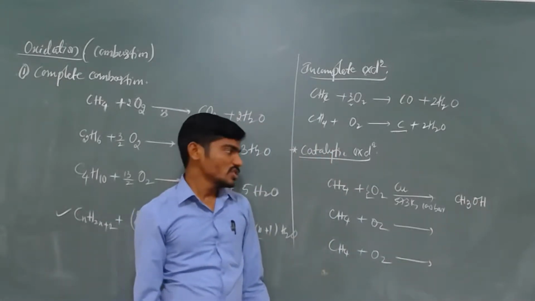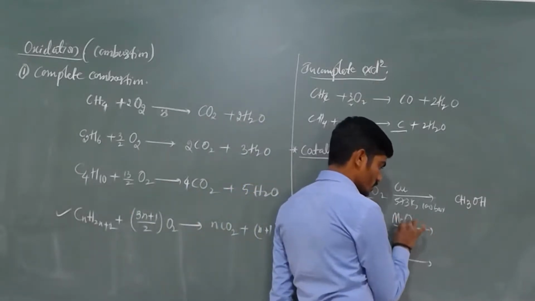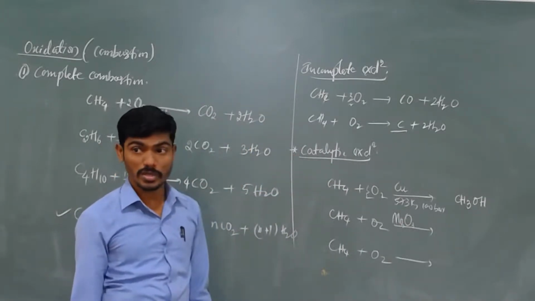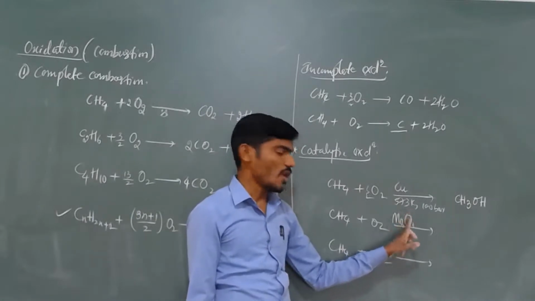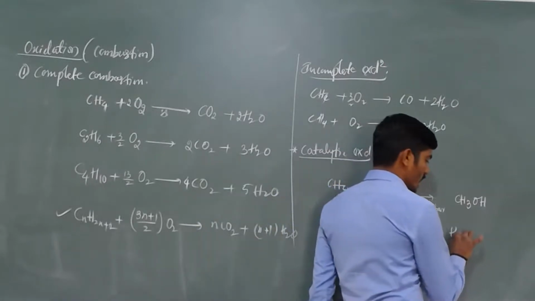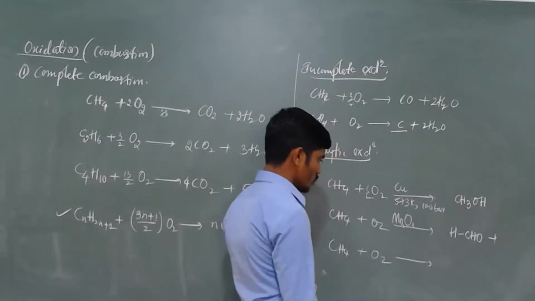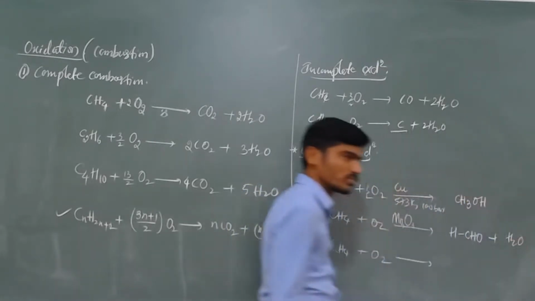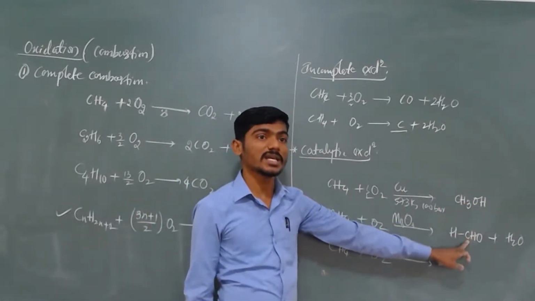Alcohol. Suppose the catalyst is molybdenum oxide, Mo2O3, capital M, small o. With this catalyst, which gives rise to aldehyde, HCHO, CH2, add hydrogens, one over two hydrogen means H2. See the product: in the first case alcohol, in the second case aldehyde.